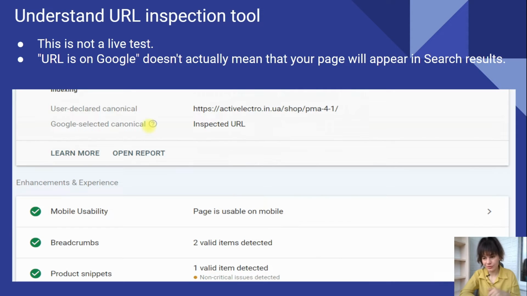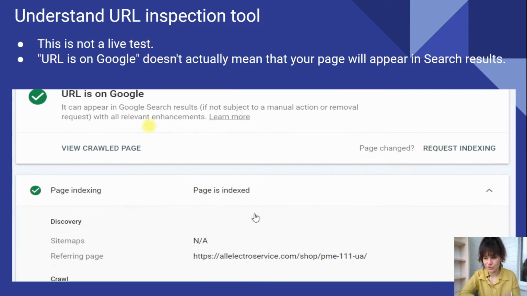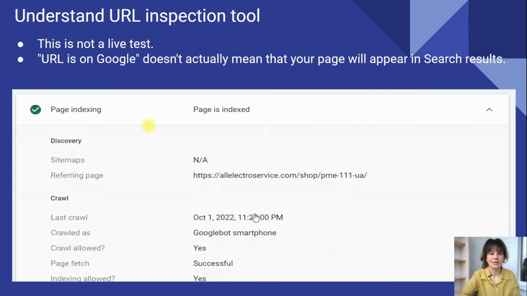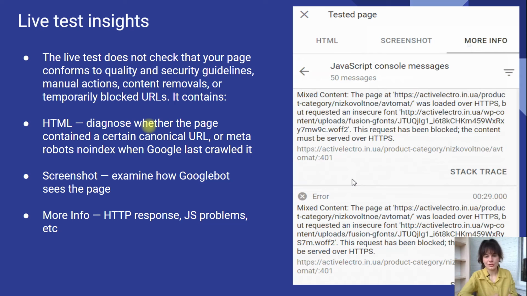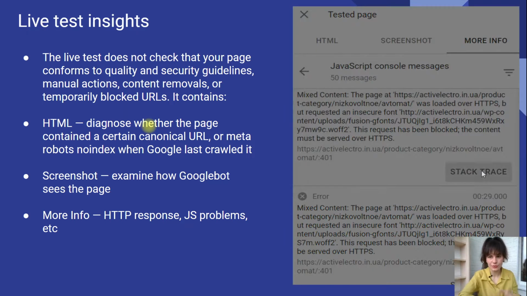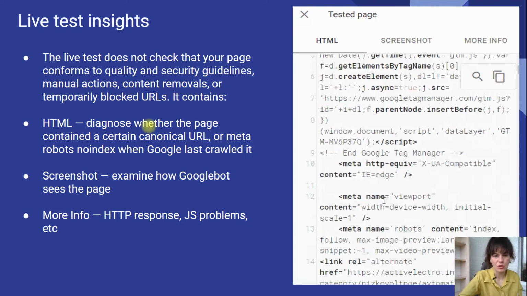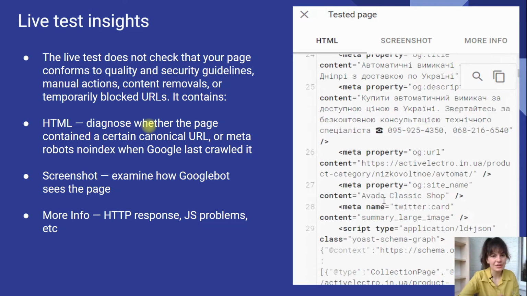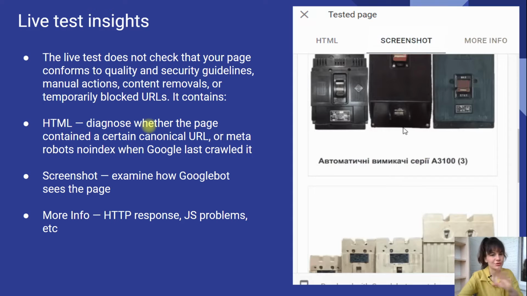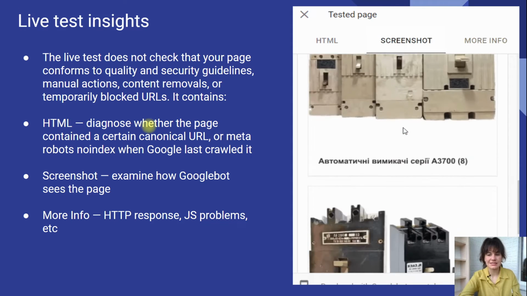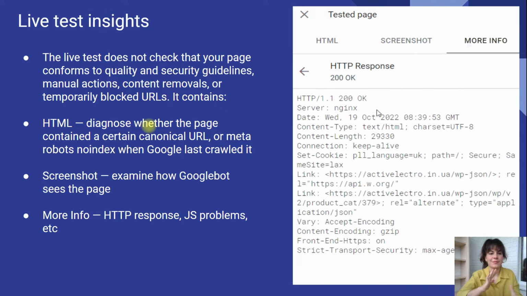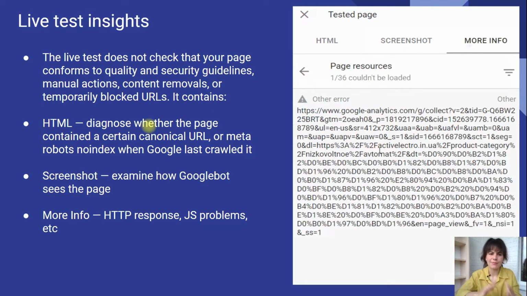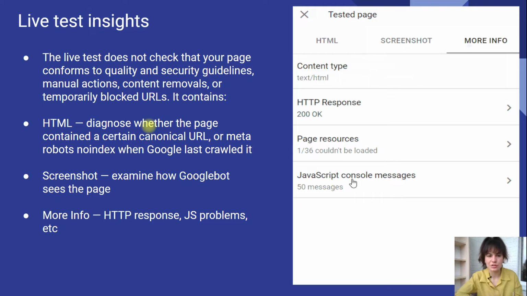Check it in incognito mode, check it in your location to see whether your URL is indexed. Live test insights could give you a lot of information about how Googlebot crawls your site. The live test doesn't check that your page conforms to quality or security guidelines, or manual actions, or content removals for temporarily blocked URLs. It contains the HTML version. You can diagnose whether the page contains a certain canonical URL, metadata, noindex, follow, and so on and so forth.